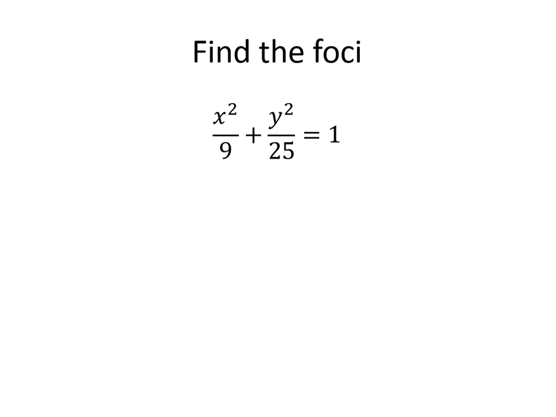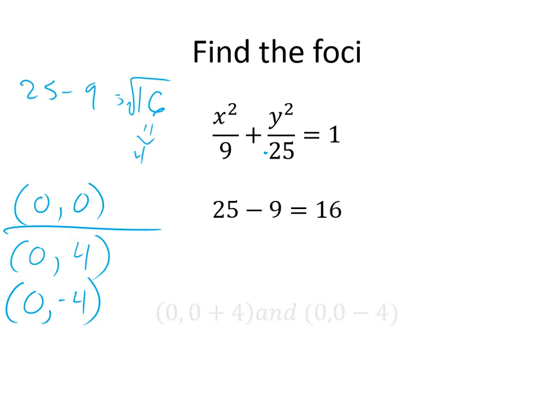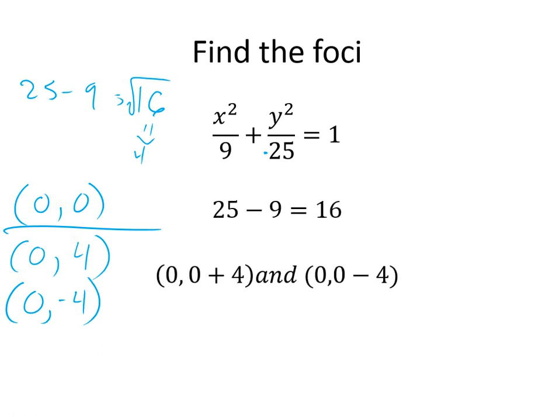So finding the foci of this one. Okay, so what we'll do again is that we'll take the larger 25, subtract it by 9, and we get 16. Square root of 16 is 4. Now we're going to start at our center, 0, 0. And now are we going to add it to the x or the y? Well, which one has the bigger number? The y has the bigger number underneath, which means we're going to add and subtract 4 to the y value. So your foci would be at 0, 4 and at 0, negative 4. Okay. And so that is where your foci would be.